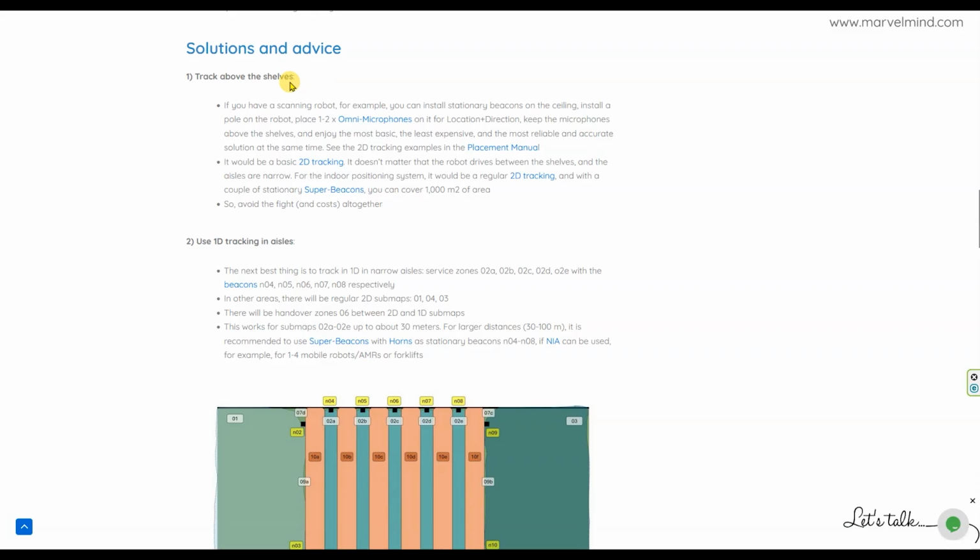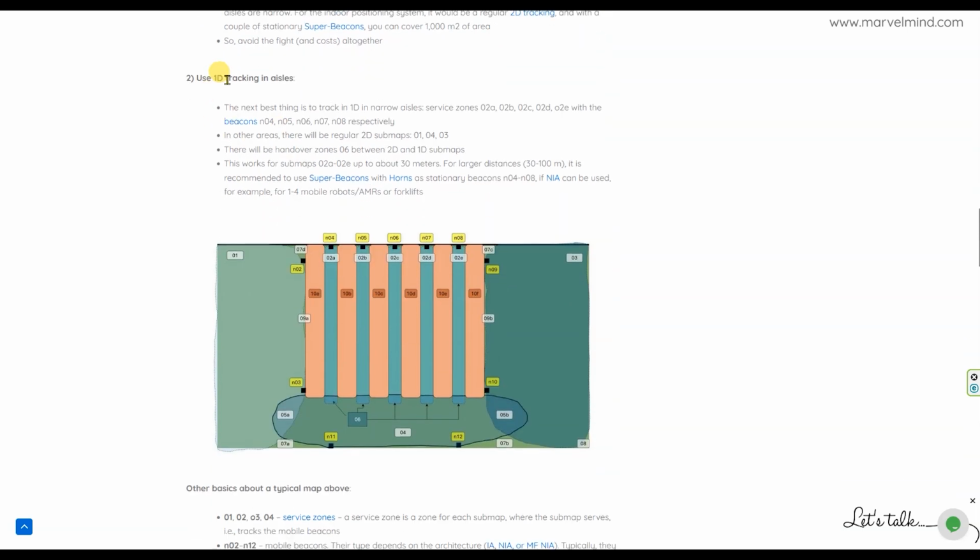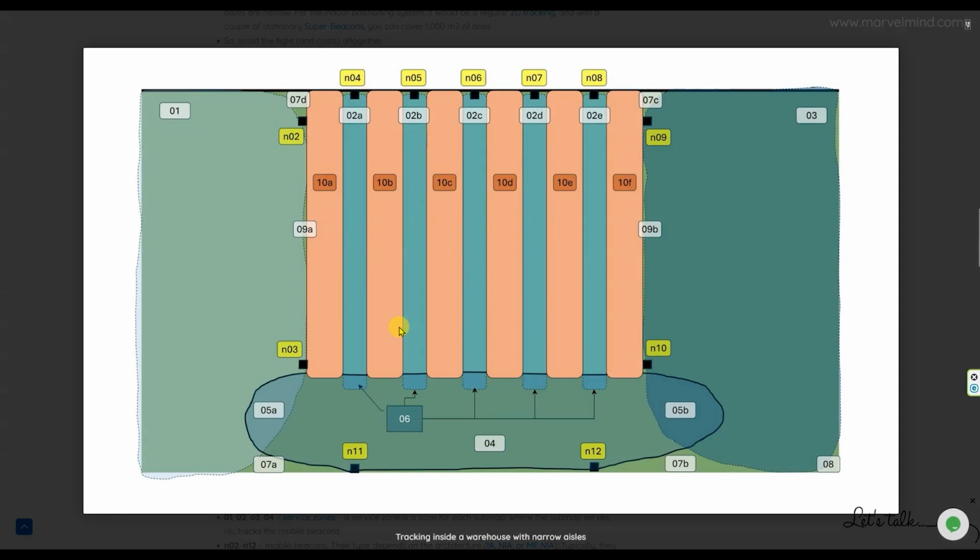If you cannot do that for whatever reason, for example, you track a person or you track a tool in a person's hand, then use 1D tracking in aisles. Let's look at the map in more detail. So this is the shelf, this is shelf, this is shelf, this is shelf. And this is the aisle, a very narrow aisle, for example, half a meter or 1 meter, very narrow. And this is, for example, 10 meters long.